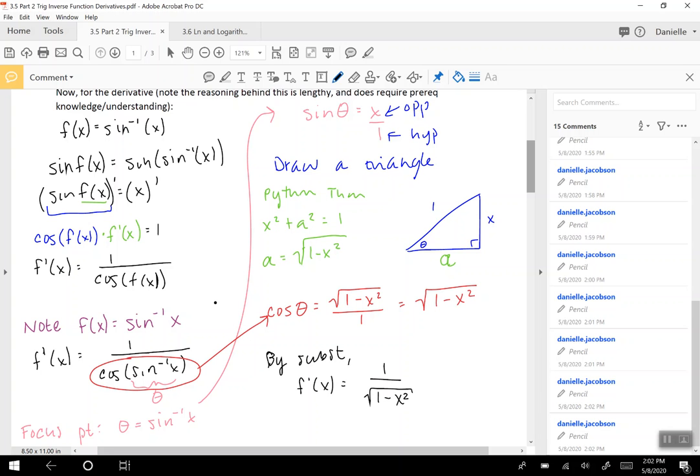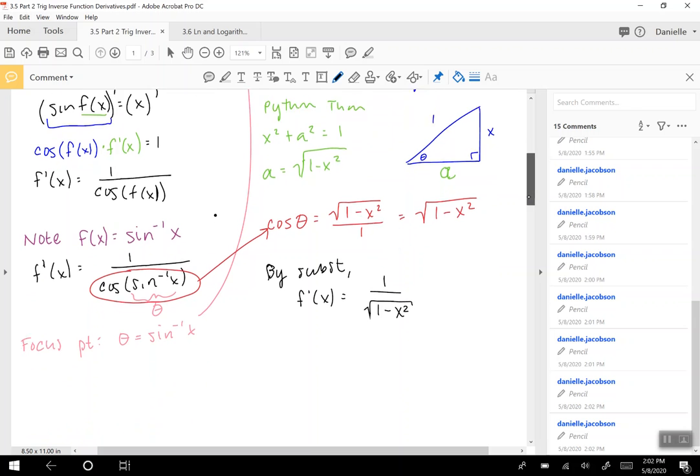All right, so that was tedious to get to that point, but this is way nicer to work with. If we didn't do this right now, then what you'd have to do every single time you took a derivative involving sine inverse is go through all of these steps or another proof. There's one other way to prove this, but it's not super easy either. So now I have a really nice clean derivative.